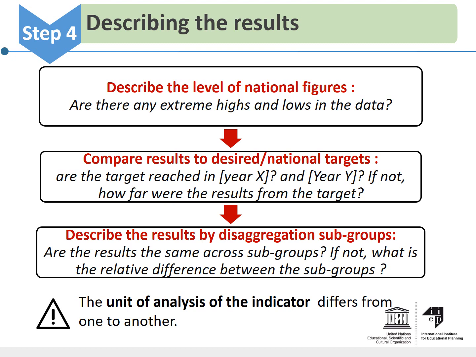The same process in describing the results should be undertaken by disaggregation subgroups. Are the results the same across subgroups? If not, what is the relative difference between the subgroups? In describing and interpreting values, you should always remember that the descriptive statistics were presented for the unit of analysis of the indicator, which differs from one indicator to another.